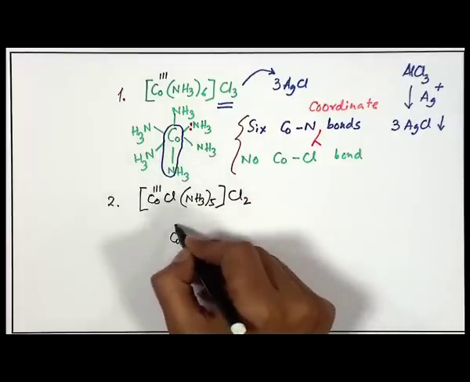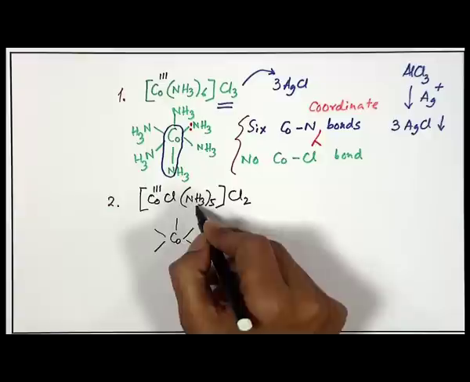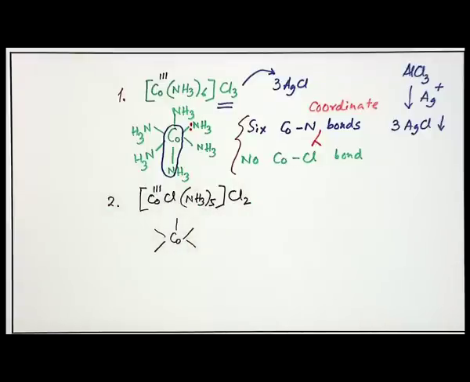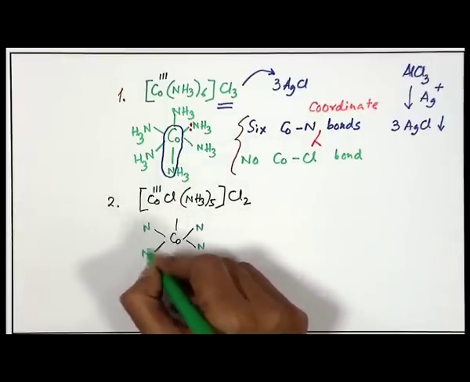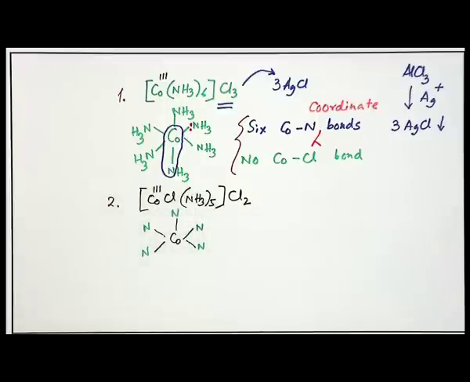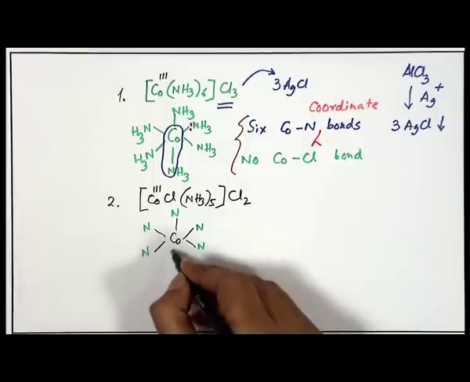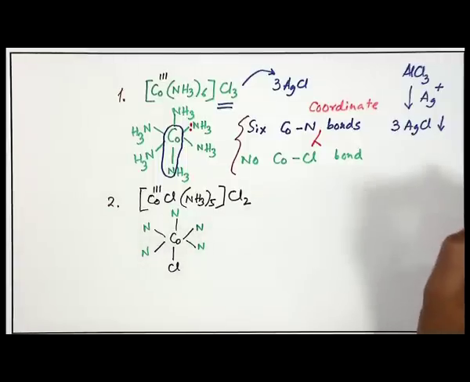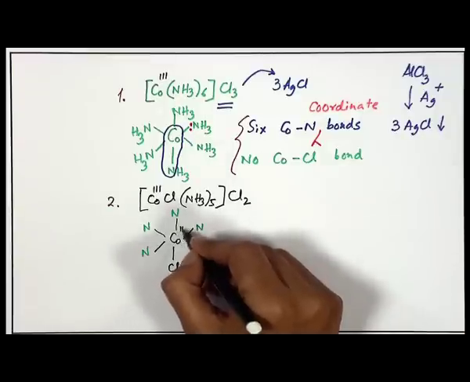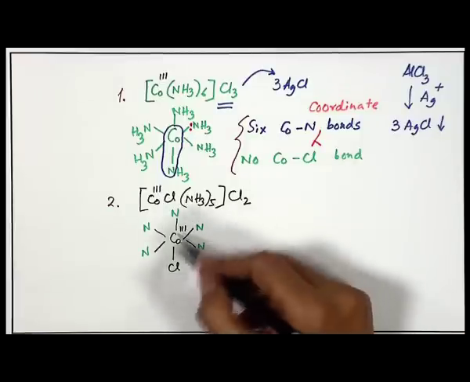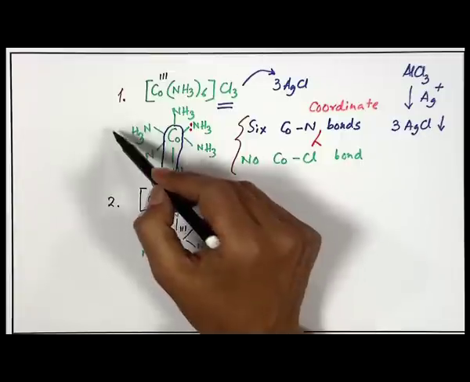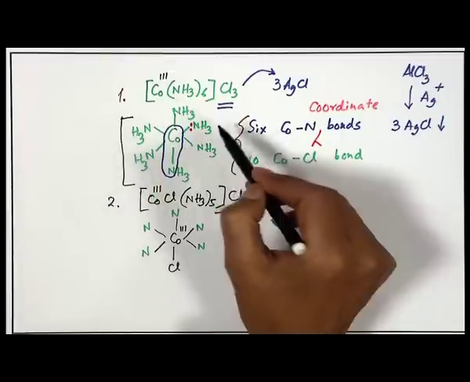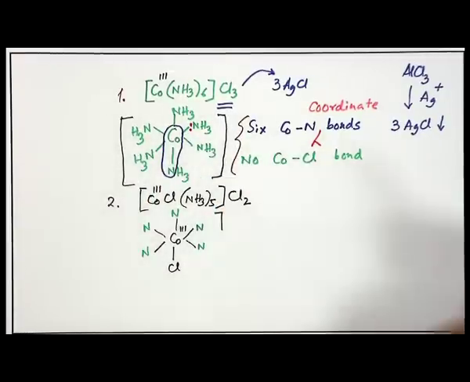So, we will have 5 of them as nitrogens, these 5 being the nitrogens of the ammonia, and one of them is basically your chloride. So, this is the compound. That immediately tells us that if you have a charge of 3, one will be balanced. So, the overall charge of this complex species, the entire thing, we write in square brackets.